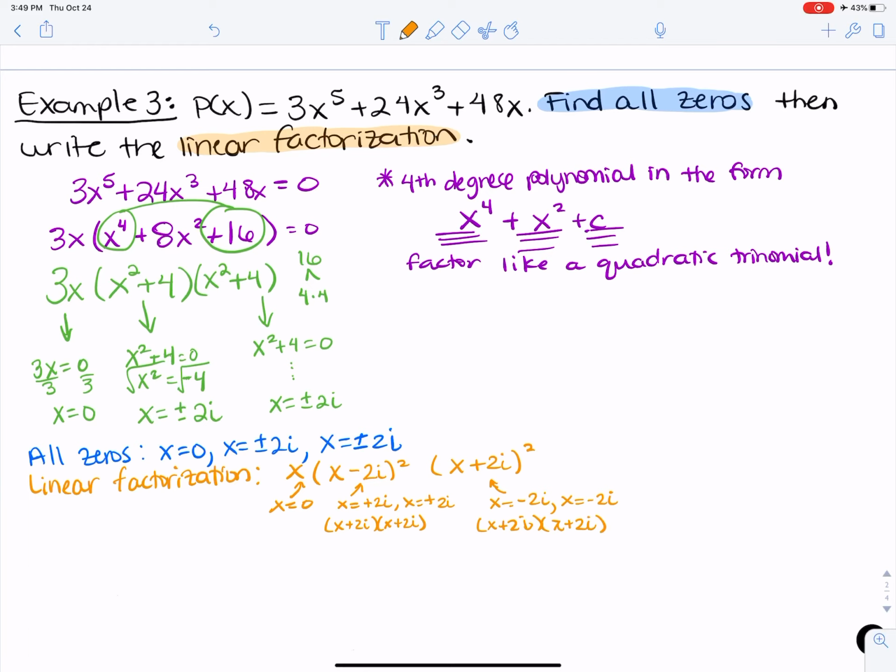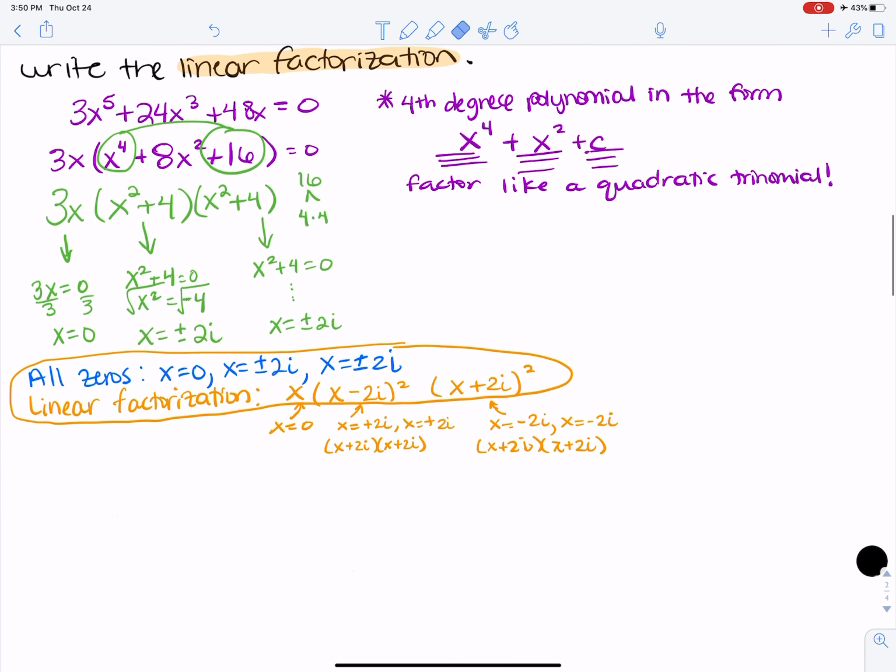And this is our linear factorization. The squared can be of the factor, but it cannot be of the variable. So you cannot have x squared, but you can have the factor squared. And you are still in compliance with a linear factorization. All right, so our next example.